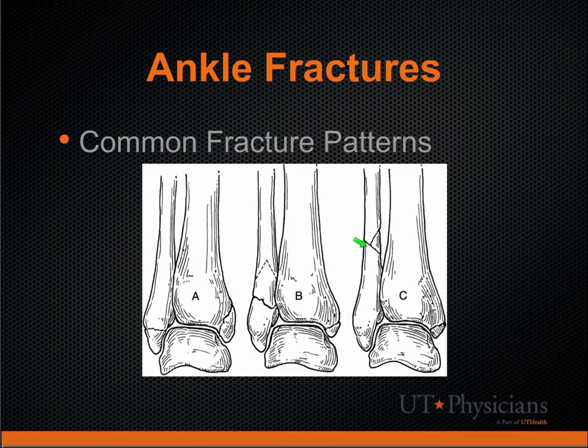And then the Weber C pattern is a higher fracture up here with usually more comminution and smaller fragments. And often energy goes down through this area here and through the joint to cause the injury. And often this ligament here, called the syndesmosis, is disrupted as well.